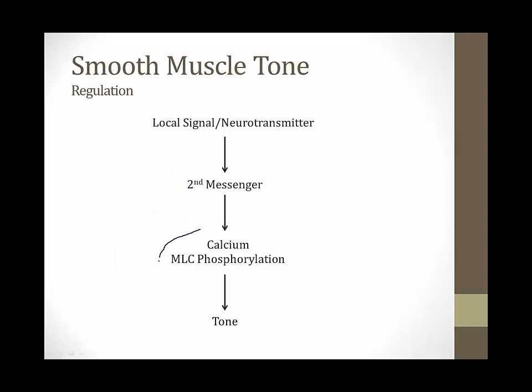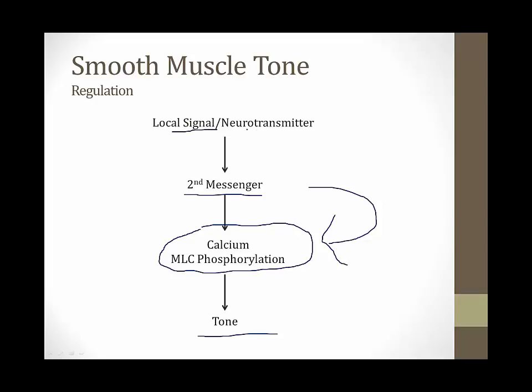So now we've talked about how calcium and myosin light chain phosphorylation can modify smooth muscle tone. We've also talked about the three second messengers that can affect calcium levels and degree of phosphorylation in smooth muscle cells. The last thing we need to discuss is how a local signal or a neurotransmitter activates these second messenger systems. And in order to understand that, we've got to talk about nitric oxide and G proteins, because that is the link between a local signal and a neurotransmitter and the second messenger systems found in smooth muscle cells.